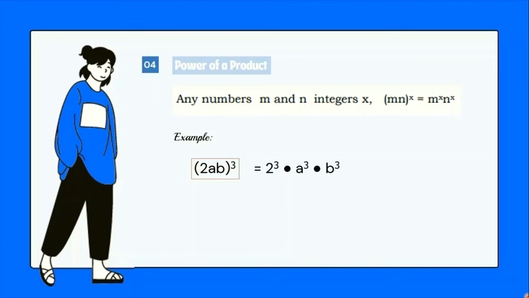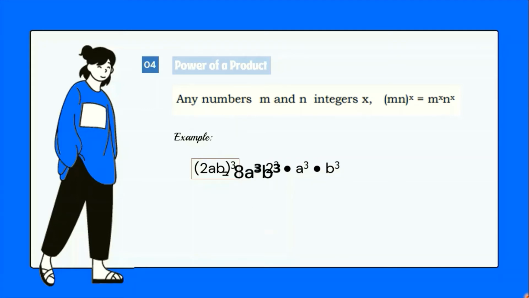It can also be written this way kung paano natin siya ma-evaluate. Yung ating numerical coefficient na 2 ay i-raise natin to the power of 3. Kaya 2 cube. And then yung a sa ating literal coefficient ay ganun din. A cube. At yung b ay i-raise din natin siya to the power of 3. So b cube. Multiply them together.